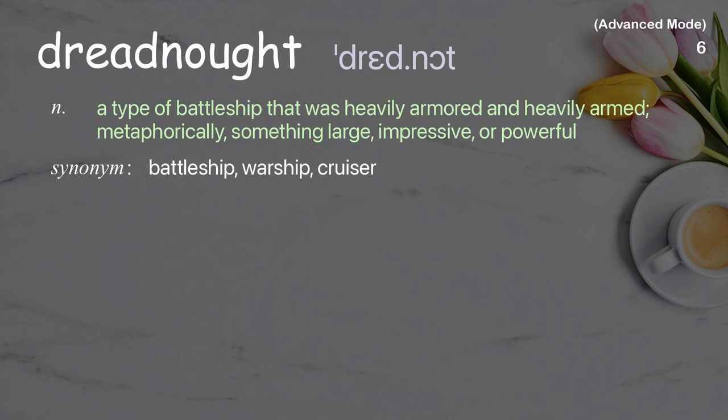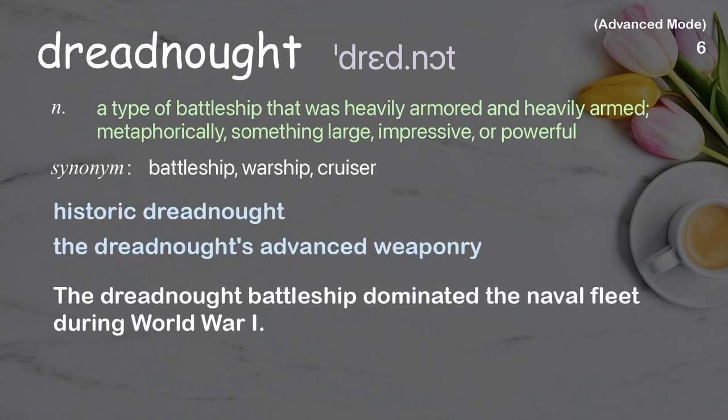Dreadnought. A type of battleship that was heavily armored and heavily armed; metaphorically, something large, impressive, or powerful. Examples. Historic dreadnought. The dreadnought's advanced weaponry. The dreadnought battleship dominated the naval fleet during World War I.